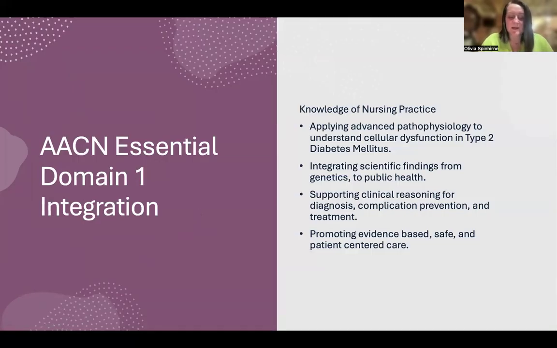This topic aligns closely with the AACN Essentials Domain 1, which focuses on applying scientific knowledge to nursing practice. By understanding the cellular and systemic mechanisms of type 2 diabetes, nurses can anticipate complications, interpret diagnostic data, and personalize care. Domain 1 ensures that nursing practice is grounded in pathophysiology, genetics, pharmacology, and evidence-based decision making.